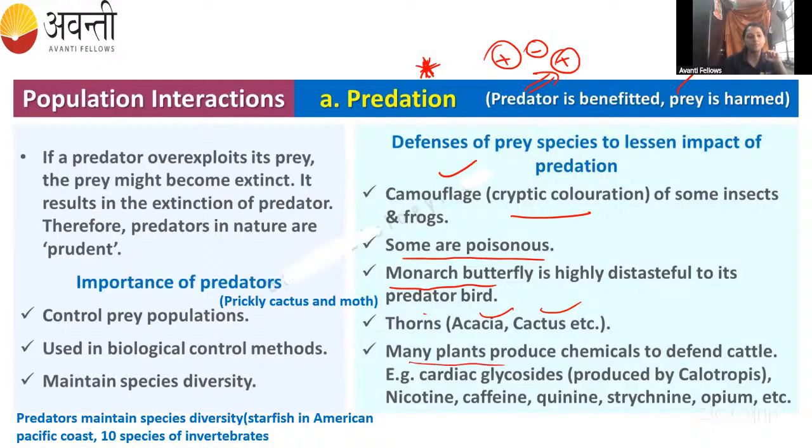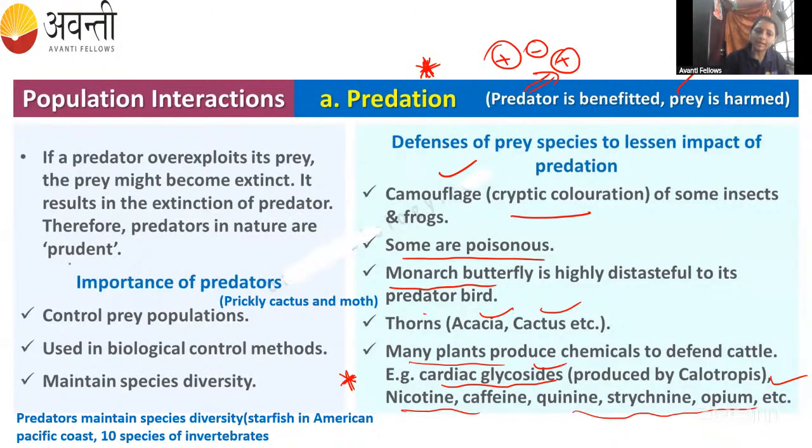Then coming to many plants, for example, Calotropis. Calotropis will produce cardiac glycoside. It is very important, guys. Make a note. You can remember the glycoside, but cardiac glycosides you will forget. So they will produce the cardiac glycoside. That's why the cow or some browsing animals will not eat the Calotropis, because it is producing the glycosides. And nicotine, caffeine, quinine, strychnine. So like this, these are the examples.